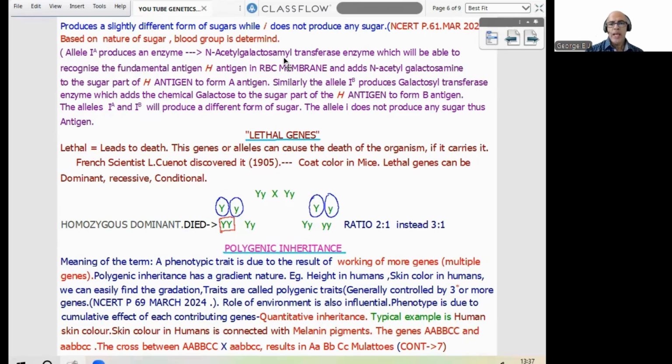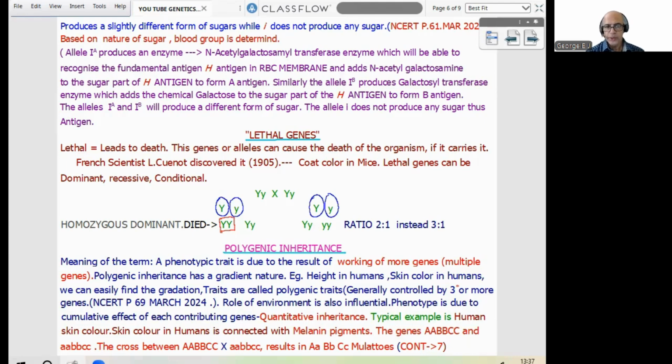In the same manner, allele IB produces another enzyme, galactosyl transferase. That enzyme will add the chemical galactose, so based on the substance added the enzyme name came, or reverse. It adds galactose to the sugar part of the H antigen to form the B antigen. Alleles IA and IB produce different forms of sugars; that is why the blood group changes. Allele small i does not produce any sugar, thus no antigen also. That is the biochemical aspect. I think it is clear.